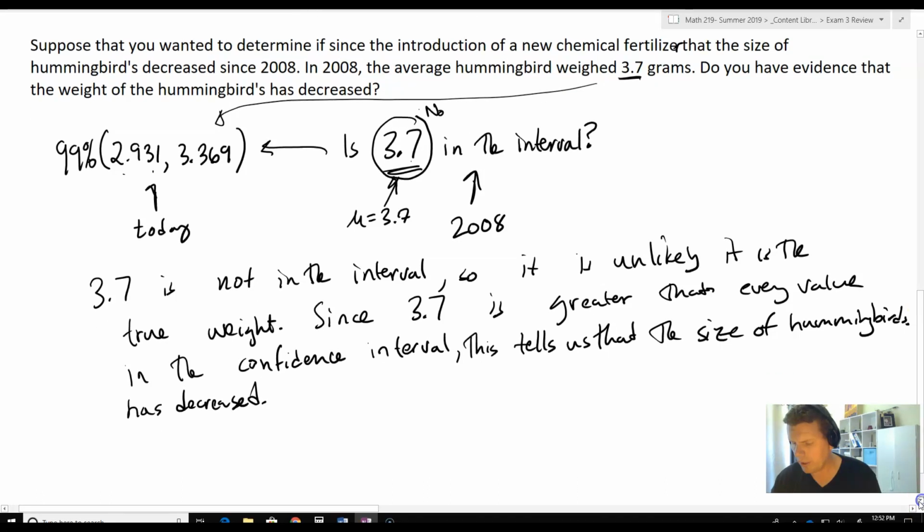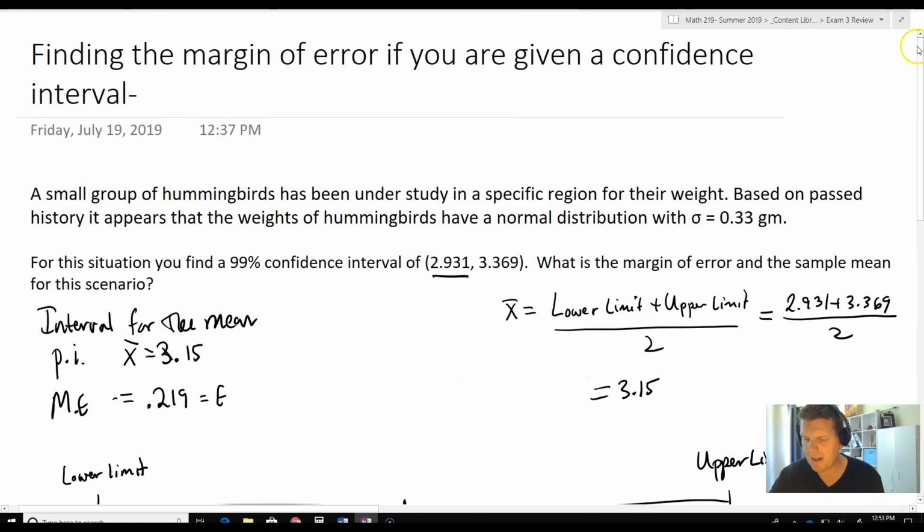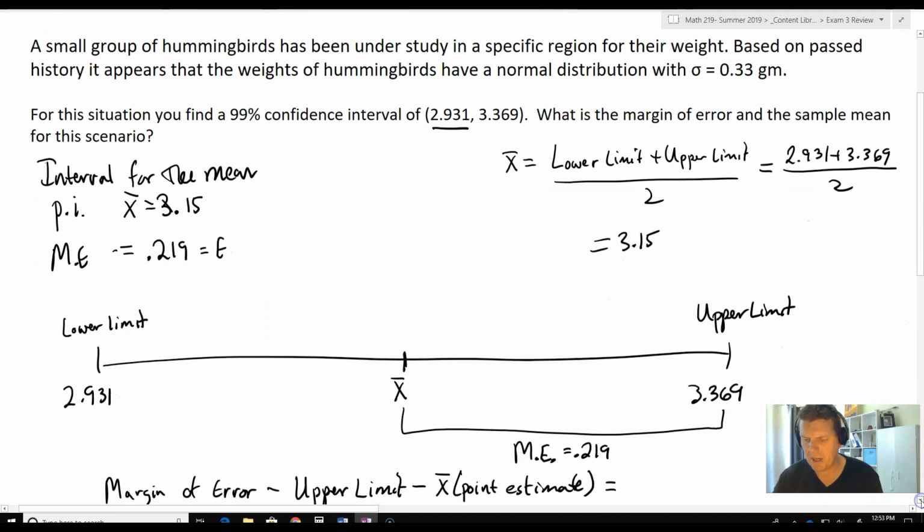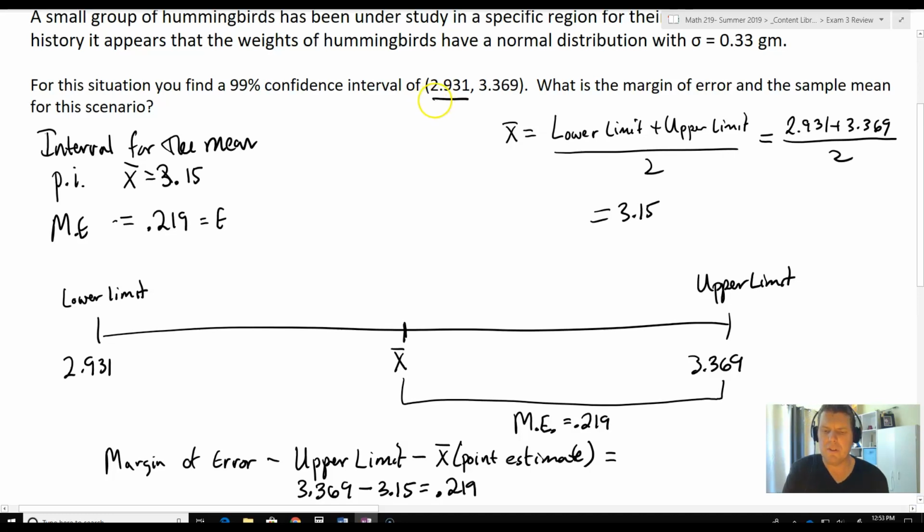Let's review really quickly, because it's not incredibly difficult. It's just a basic concept here. If we're given the interval, how do we find the margin of error and the point estimate? Well, I first find the point estimate by using the midpoint rule: x bar equals the lower limit plus the upper limit, divided by 2. Then, once I've found that, I plug it into upper limit minus x bar, to give me my margin of error. And there it is.